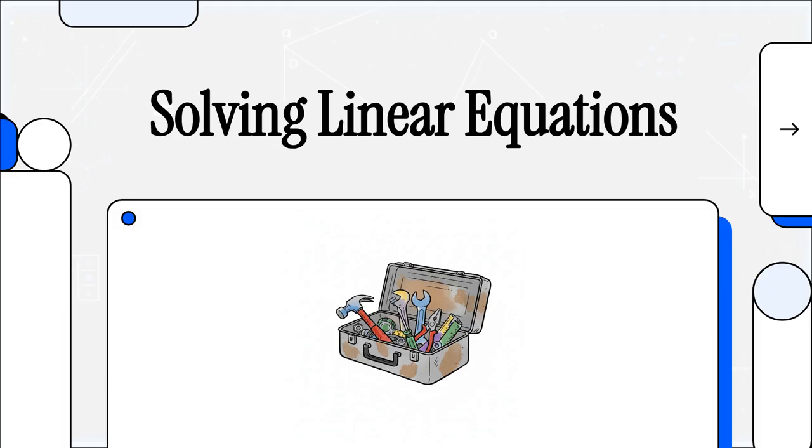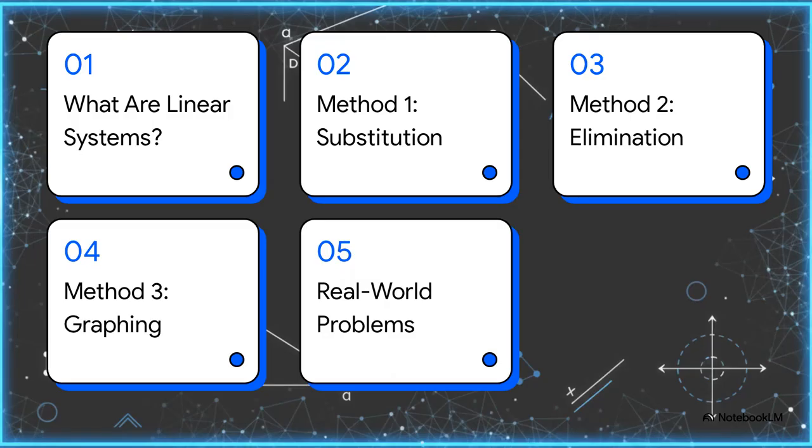We're going to master three super powerful methods for solving systems of linear equations. By the end of this, you'll be an algebraic problem-solving pro. So, here's the roadmap. First, we'll get a handle on what linear systems even are. Then we'll dive into our three main tools: substitution, elimination, and graphing. And to wrap it all up, we're going to see how these tools work on some actual real-world problems.